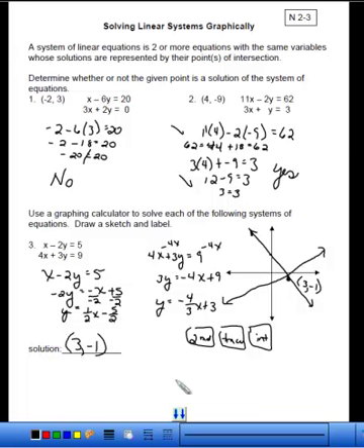And when it is graphed especially, you need to state your answer as a point rather than x equals and then y equals, because the graphing, the solution set is that point where they intersect.